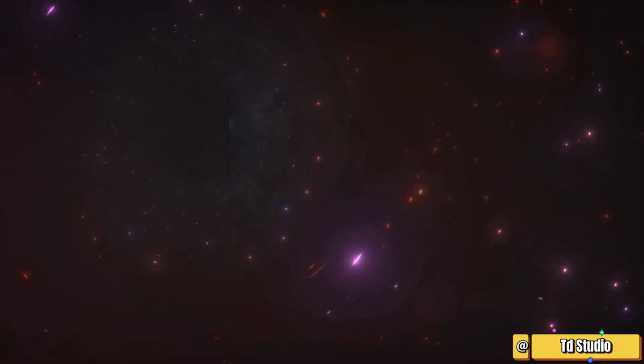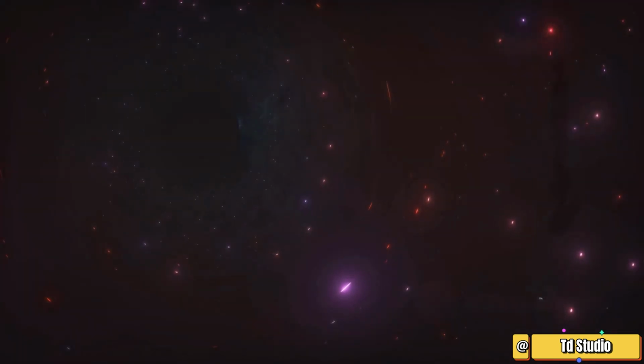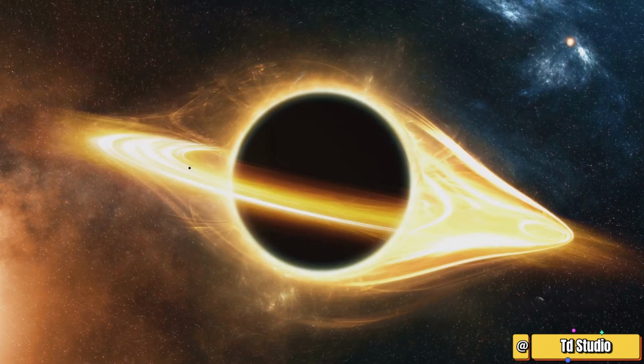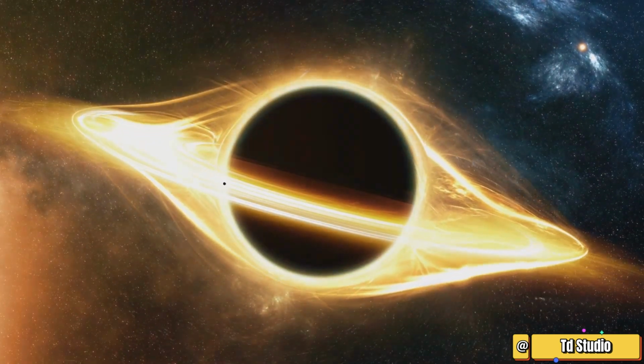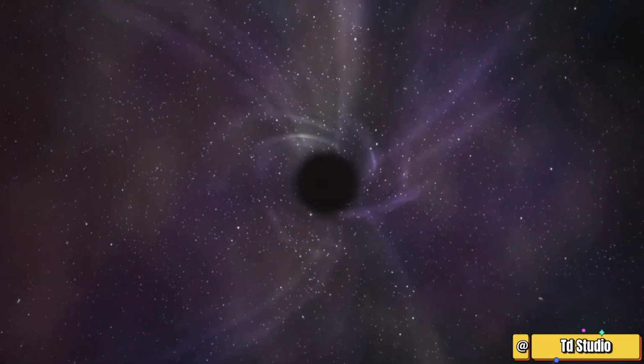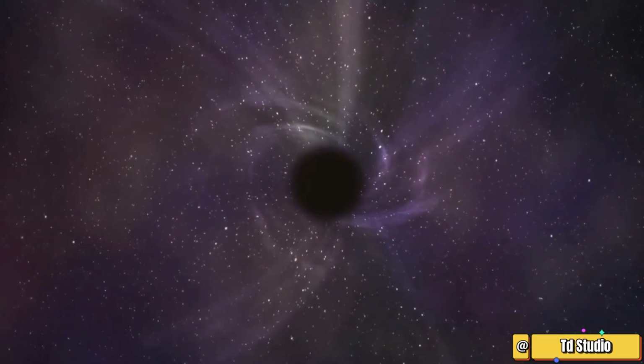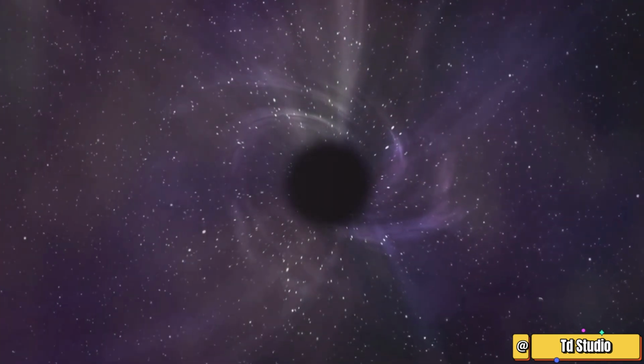Black holes are among the most fascinating and mysterious objects in the universe. They are regions of space-time where gravity is so strong that nothing, not even light, can escape their grasp. Imagine a place where the fabric of reality itself is stretched to its absolute limits, warping space and time. This is the essence of a black hole, a cosmic enigma that challenges our understanding.